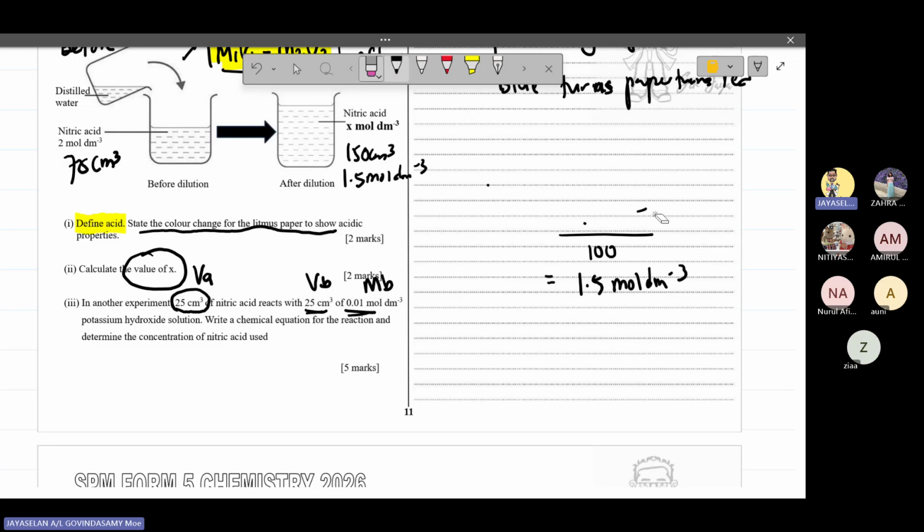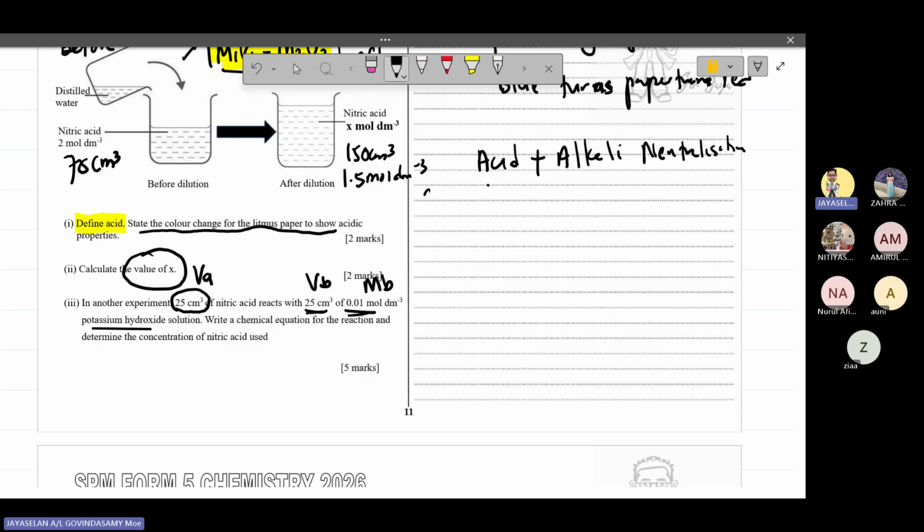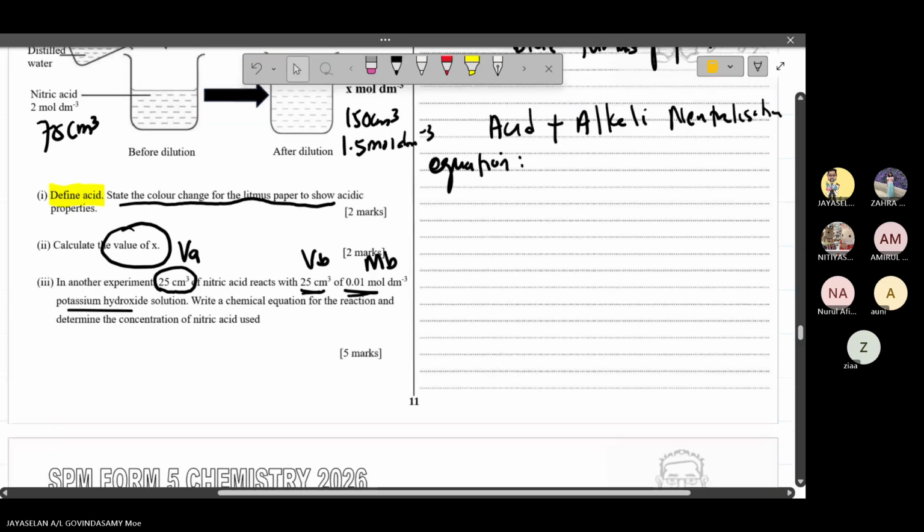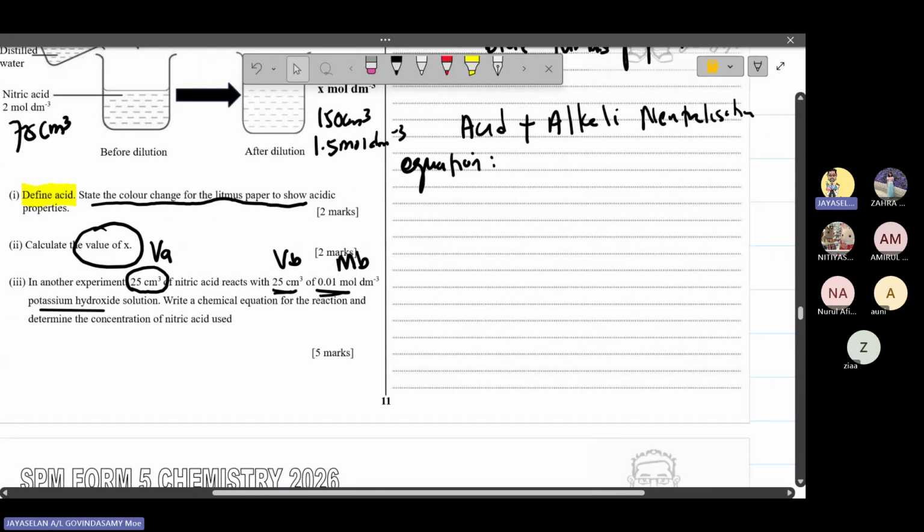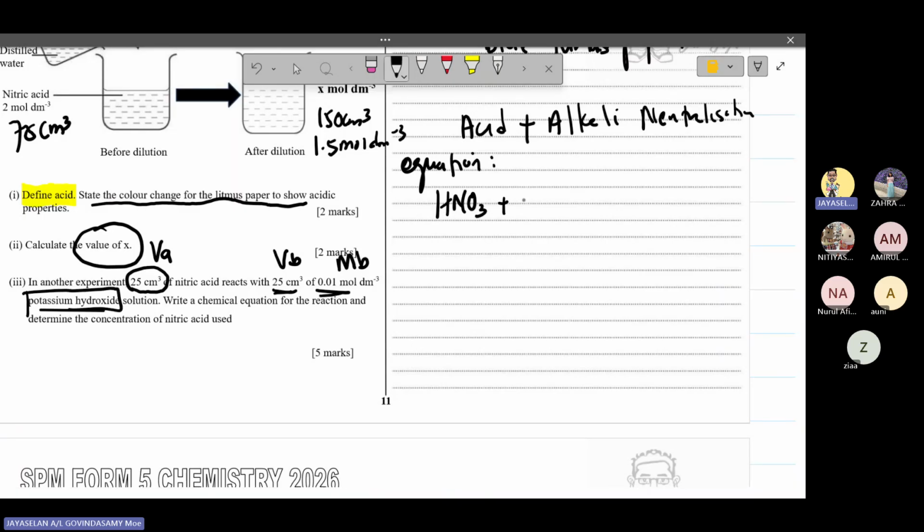When you see acid reacting with potassium hydroxide, which is called an alkali, what is the name of the reaction? Neutralization, right? So first step, do the equation. 5 marks, you know. How to do the equation? Nitric acid reacts with potassium hydroxide, KOH. What product will you get? KNO3 plus water.